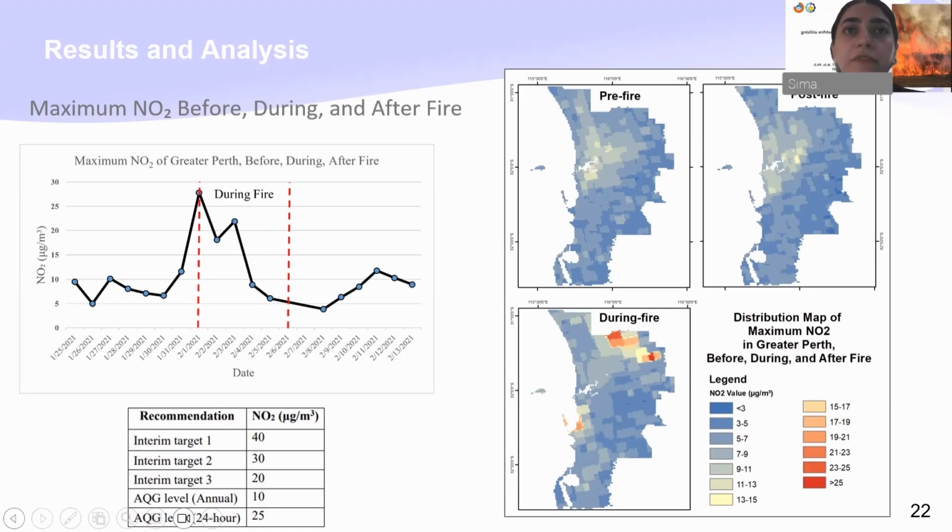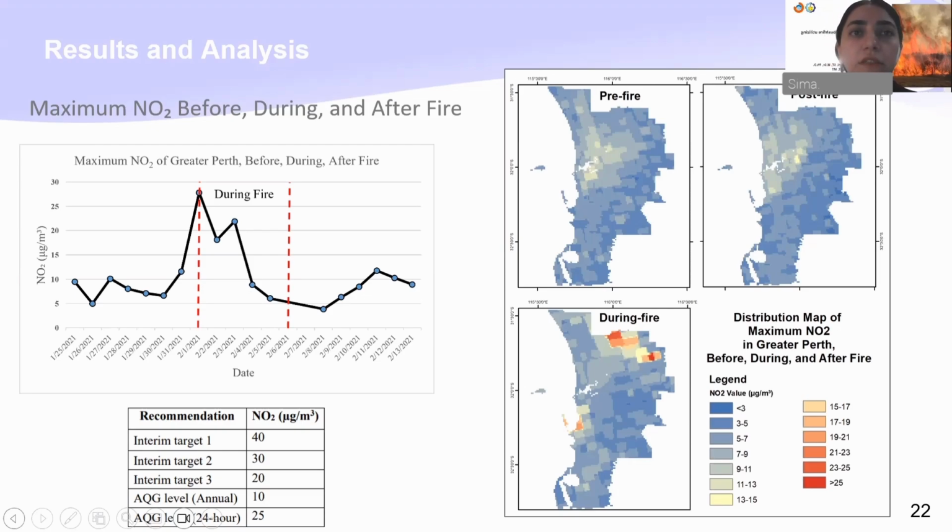Spatiotemporal maps reveal that before and after the fire, nitrogen dioxide was concentrated in the western urban regions of Greater Perth. During the fire, high nitrogen dioxide values shifted to the northeastern part, reflecting the bushfire's impact.